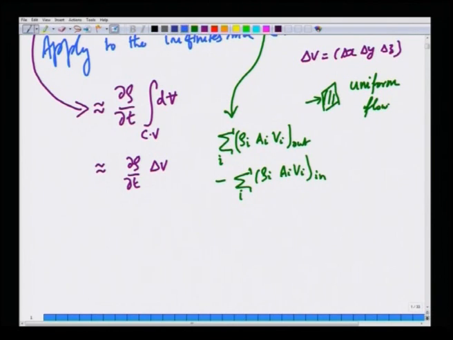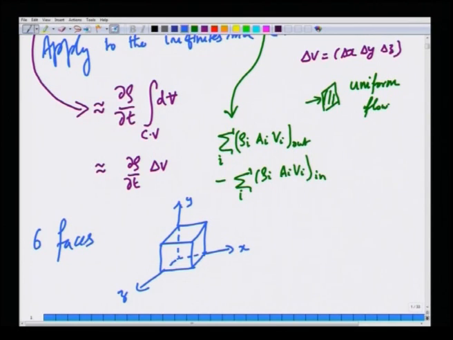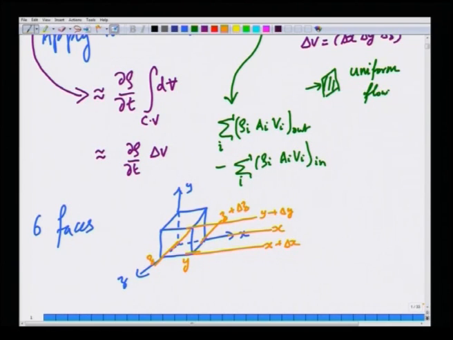Now, we have a CV like this, a simple cubic CV, and x, y, z. This cubic CV has 6 faces, one at x, another at x plus delta x, another at z plus delta z, another at z, one at y, one at y plus delta y. So, there are 6 faces at various stations. Therefore, fluid can come in and go out of any of the 6 faces.